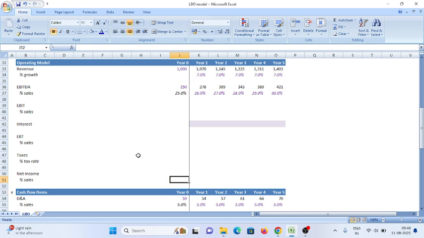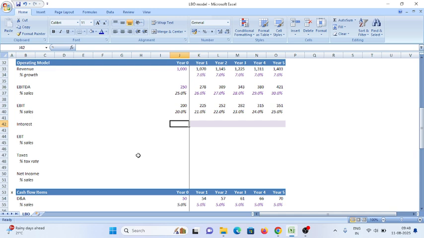Okay. Let's now calculate EBIT. EBITDA minus your depreciation number. Then calculate EBIT margin. Next we have interest and EBT. EBT is nothing but your EBIT minus interest.